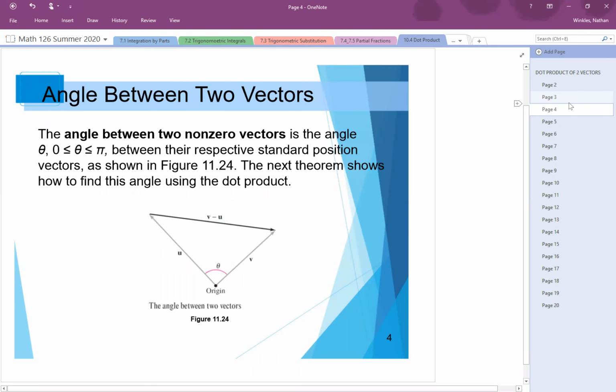Besides doing the dot product, we can also use this to figure out the angle between the two vectors. The angle between two non-zero vectors is the angle theta, where theta is greater than or equal to 0 and less than or equal to pi. So we don't have any that are greater than pi. It has to be inside of the first and second quadrant. This will be between their respective standard position vectors, as shown below.